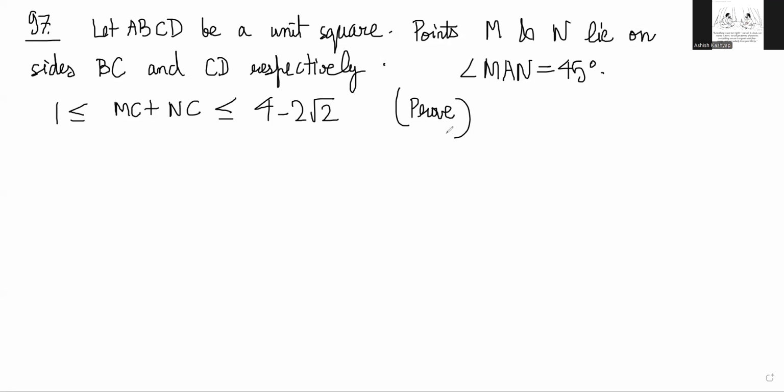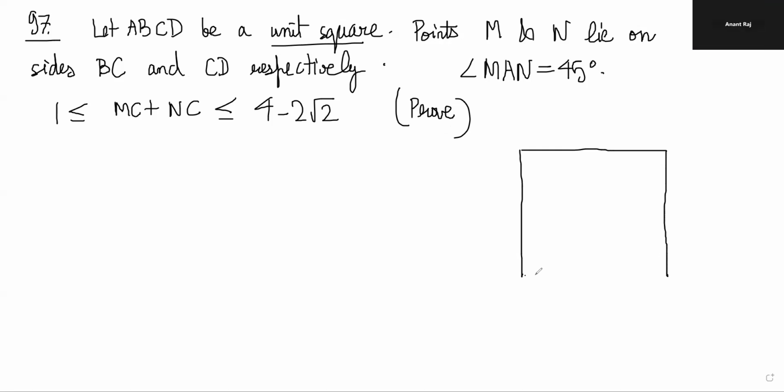Fine. So we should make a rough diagram. This is a unit square, so that means it is a square of side length 1. Okay. So this is my square, and let's label it A, B, C, D.